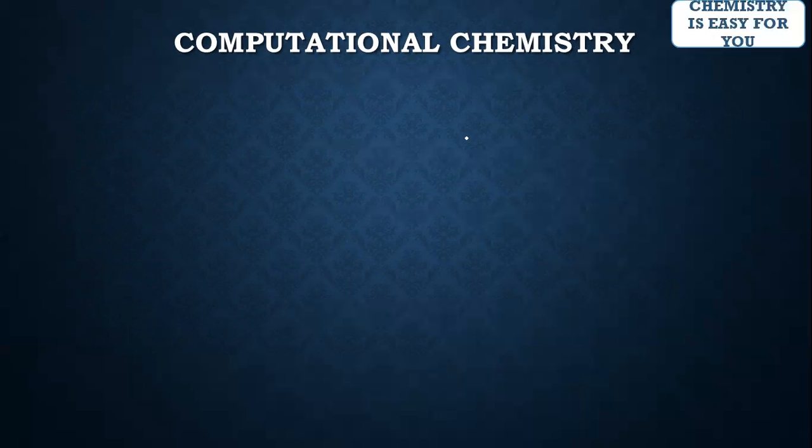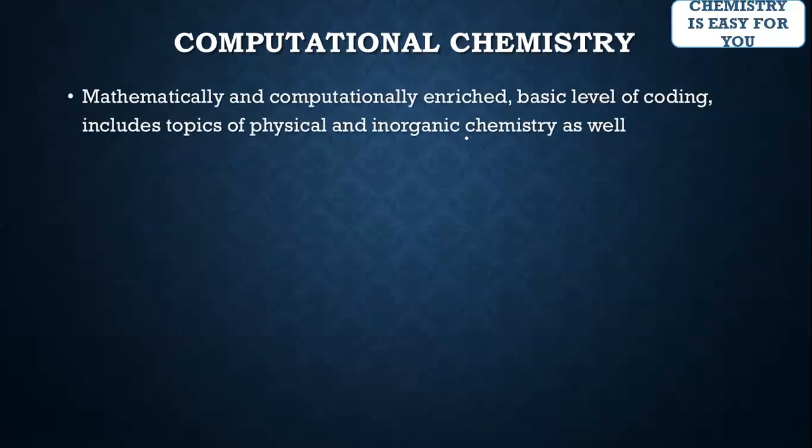Now about computational chemistry, this is one of my favorite areas, because currently I am doing my PhD in computational chemistry. I am focusing on computational organic chemistry. So now I'll talk generally about MSc computational chemistry here. It is mathematically and computationally enriched, and you will get a basic level of coding, which includes topics of physical and inorganic chemistry as well. Organic chemistry definitely would be there.